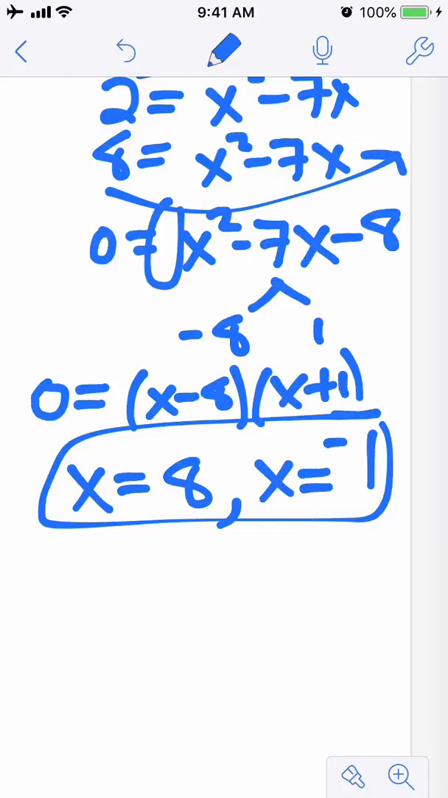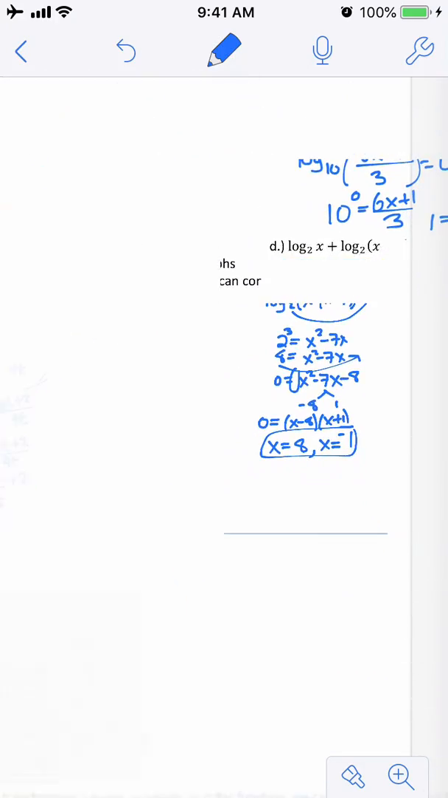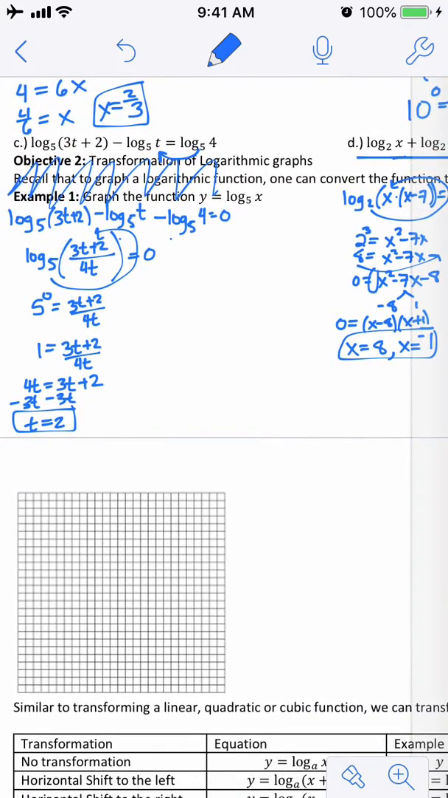Notice I took 3 steps, right? Always double check. Did anything multiply to this and also add to that? Oh, hey, cool. Okay, cool. All right, that's solving equations.